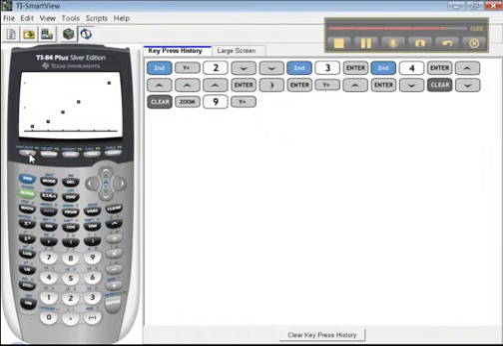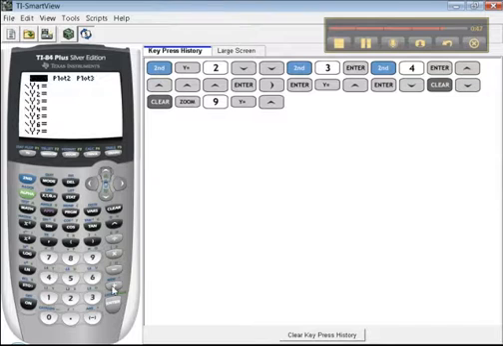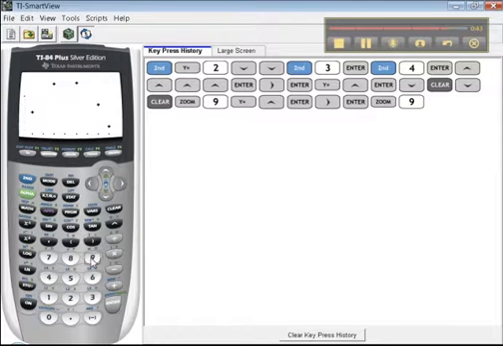Now if we go look at the other scatter plot, let me turn off plot 1 and turn on plot 2 and do zoom 9 again. You can see that these points go up and then go down. See them like that? That's obviously quadratic, right? A parabola shape, because parabolas go up and then down. Okay?